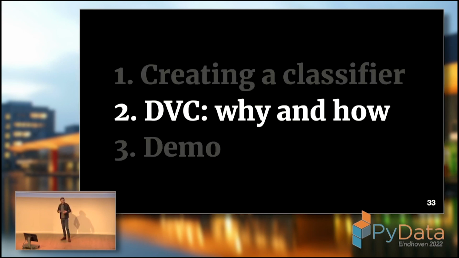So I already discussed a little bit the why for DVC. We want to be able to track and version our experiments, and for that we need to also track and version our larger datasets and our models, alongside Git. Now let's see how DVC can help us do that.